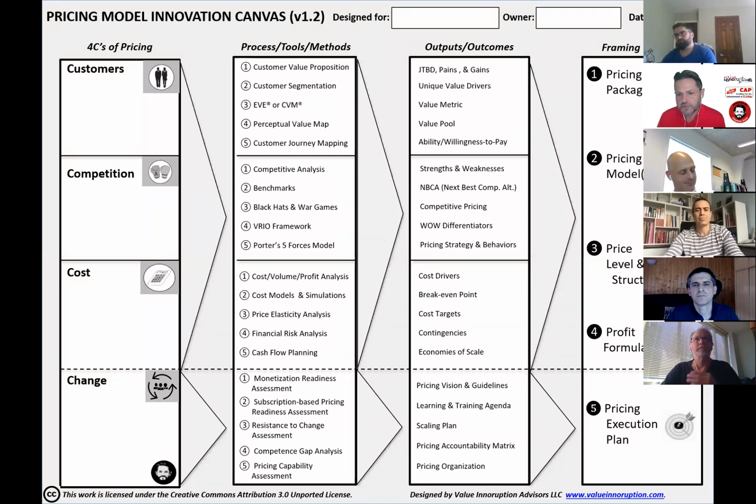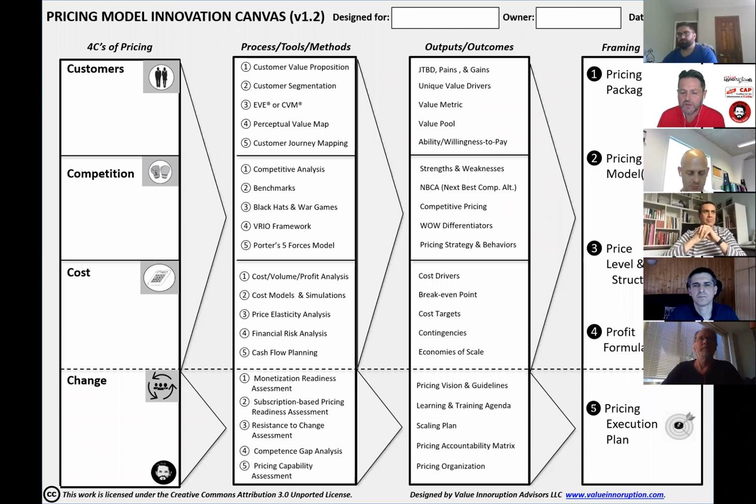And then last but not least, this is where you actually focus on the scaling and the execution of your pricing strategy, and that includes having the right visions and guidelines. Who's going to get trained, how you're going to train them, the scaling plan, who's getting the pricing first, how do you introduce your innovation into the market, who's accountable for pricing, so you could do a RACI, and then who does pricing.